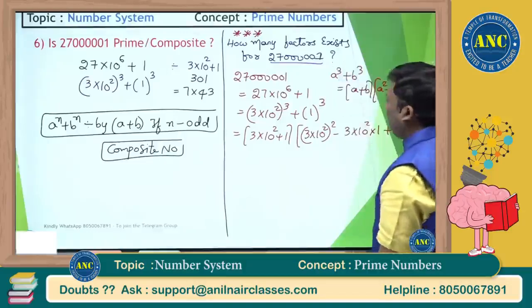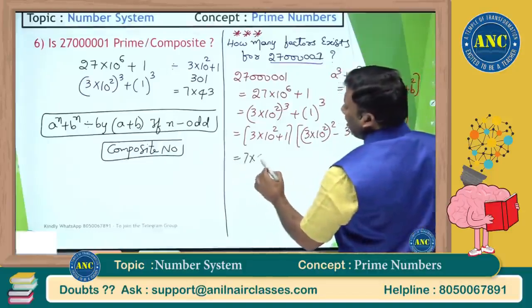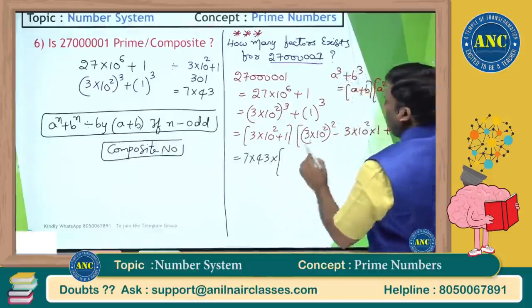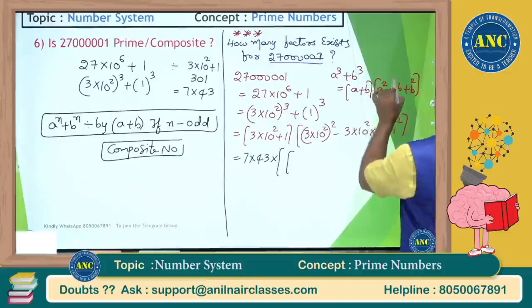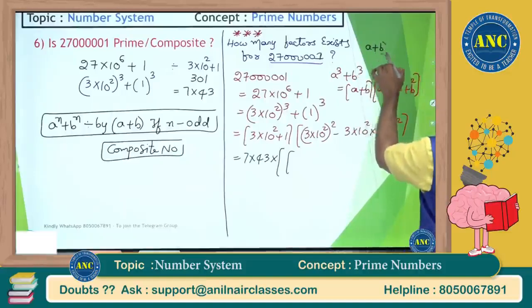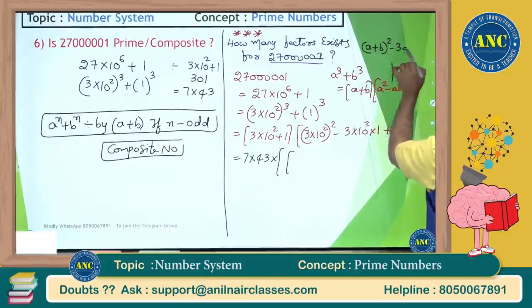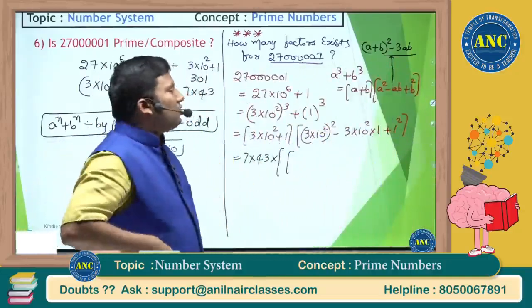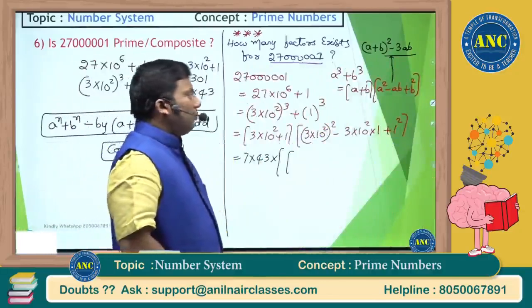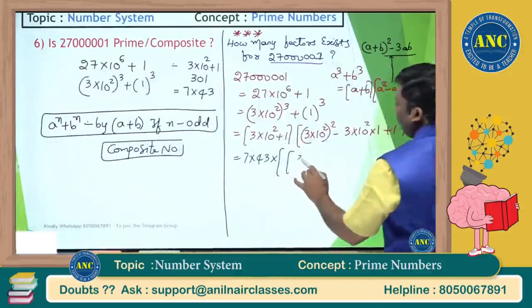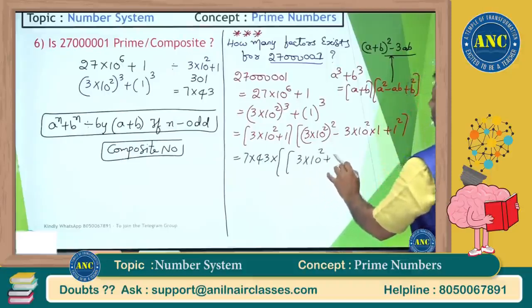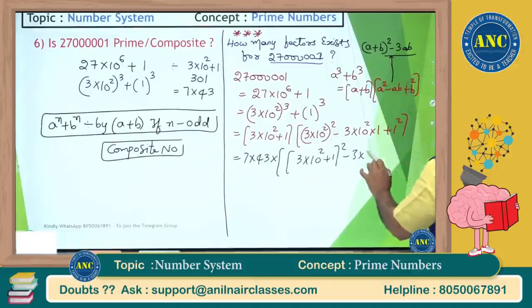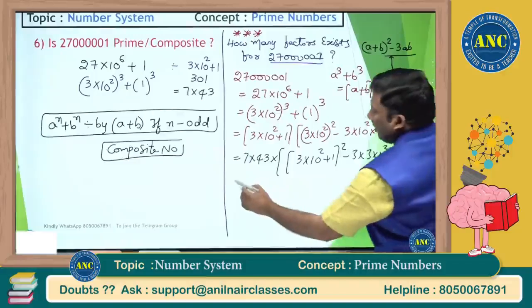301 can be written as 7 into 43. On the left side I wrote that. Now see here, can I write a square minus ab plus b square like this: (a plus b) whole square minus 3ab? (a plus b) whole square is a square plus b square plus 2ab, and 2ab minus 3ab gives minus ab. So I am writing it as (3 into 10 square plus 1) whole square minus 3ab, that is 3 into a into b, 3 into 3 into 10 square.